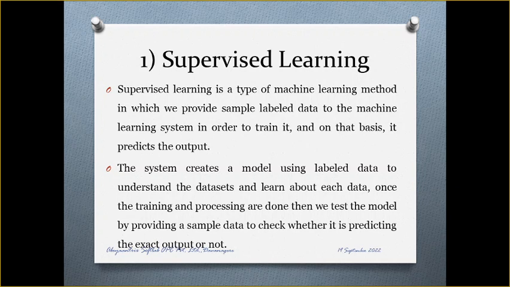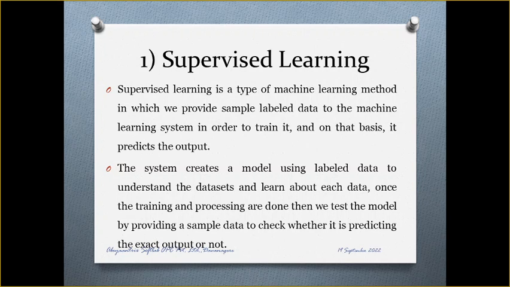Okay, so after the training phase and the processing phase, we are going to test the model, like we are going to test the machine, to see how much it has understood, whether it has understood properly or not. Afterwards we are going to check the accuracy of the model. That means how accurate the results it is going to give. For that purpose we give some sample input data, for which we already know the output.